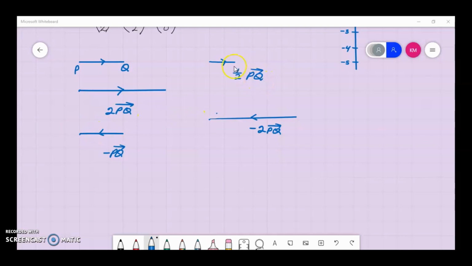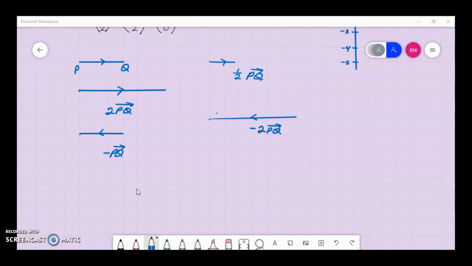PQ here was multiplied by a positive scalar quantity, although it was a fraction. This fraction is +1/2, so we drew the vector in the same direction, but half the length of PQ. Here, PQ was multiplied by -2, and because that scalar quantity is negative, it was drawn in the opposite direction, but twice the length.